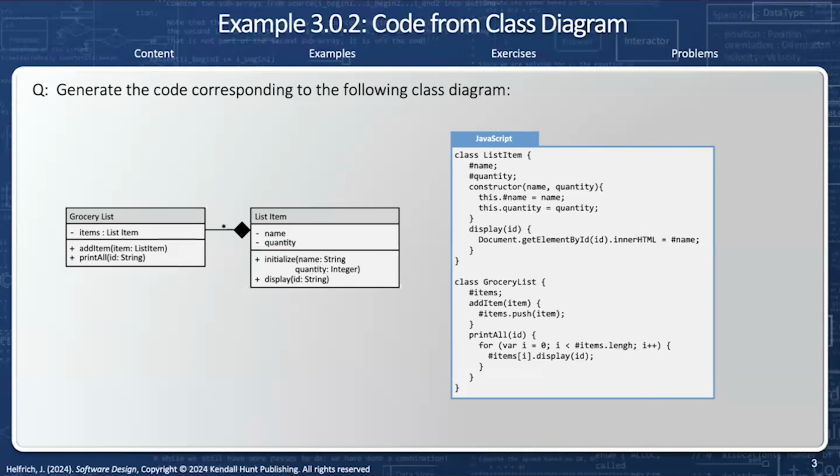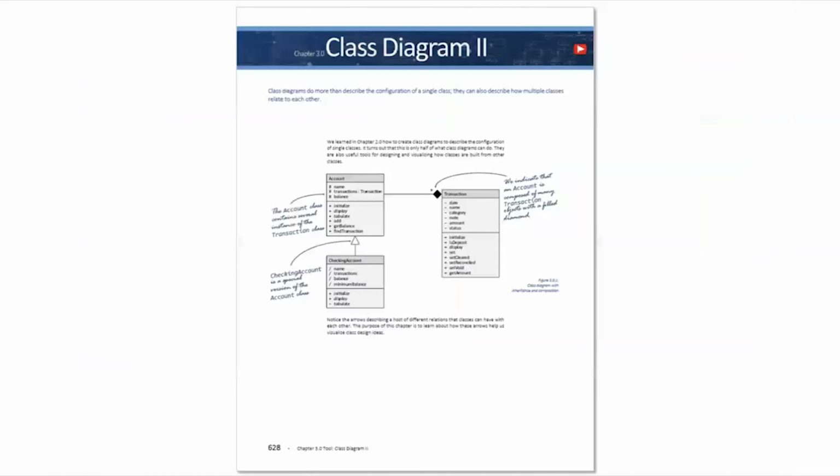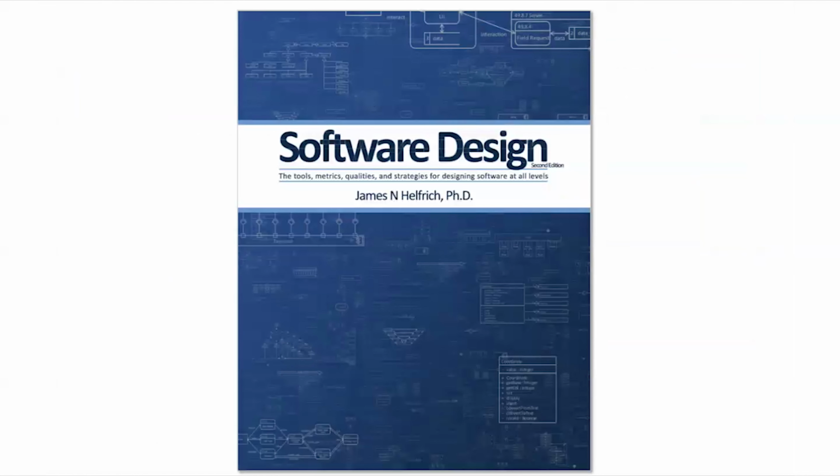Why is that? Because the JavaScript also has code or algorithms, and I'll have to represent that with pseudocode or perhaps with a flowchart. This is example 3.0.1 and 3.0.2 and the class diagram 2 chapter of the software design textbook.